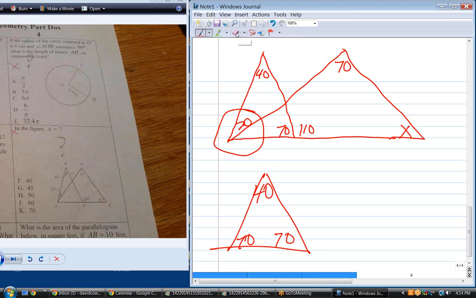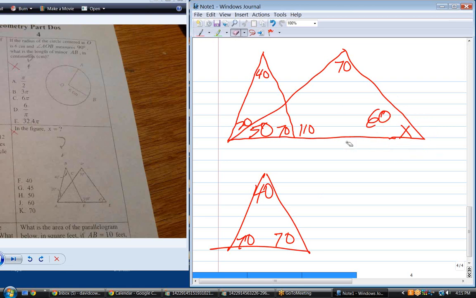Okay? Now that I know that this whole thing is 70, what is this little angle right here? The third angle on the bigger triangle. 50. Okay? Now that I know that's 50, what is x? 60. That's the way you do all of these geometry problems.